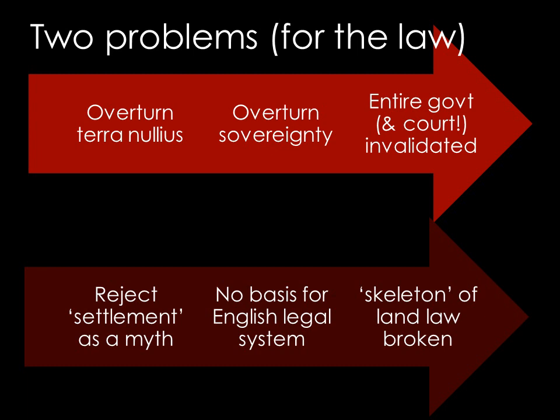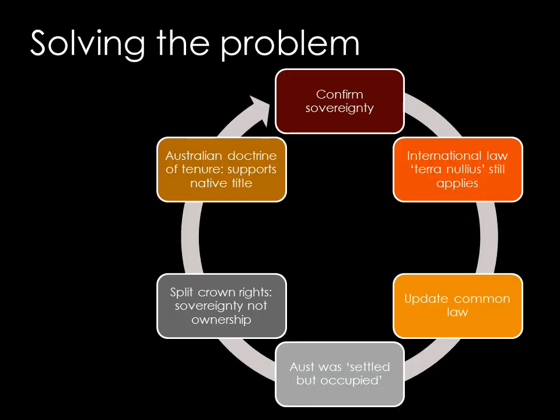So let's have a look at how Mabo and his fellow applicants dealt with this problem, or the way that the court interpreted dealing with this problem. So, in the first place, the court confirmed sovereignty. It's beyond the jurisdiction of the court to overturn any claims of sovereignty by the English in Australia.